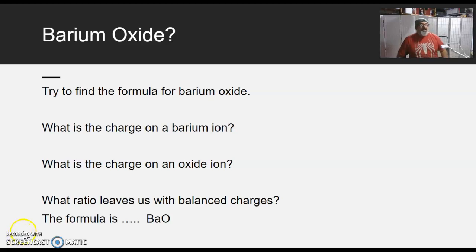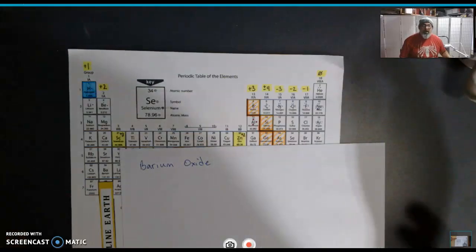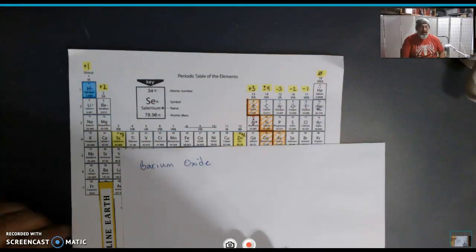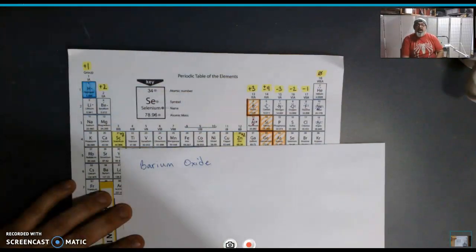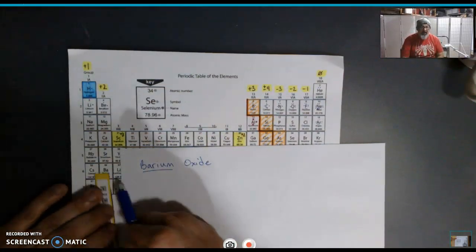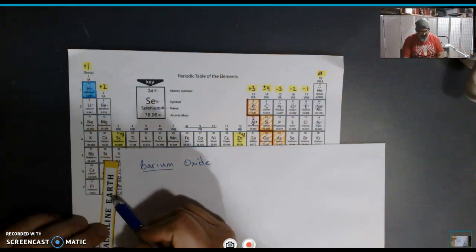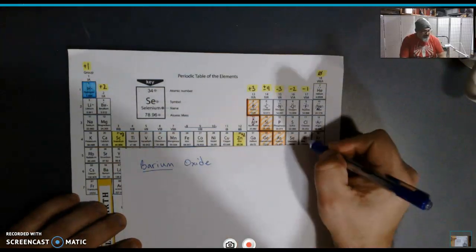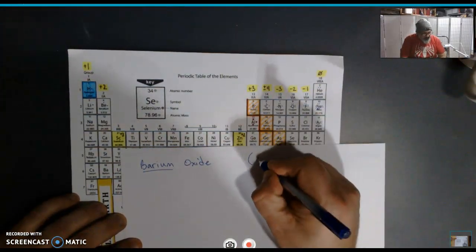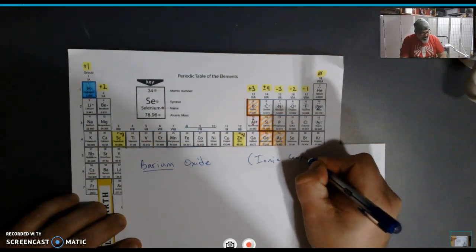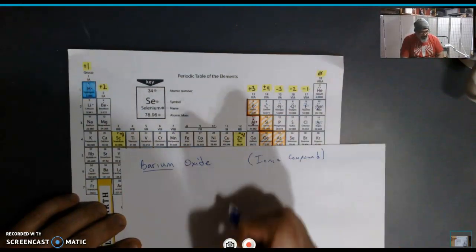Okay, let's do barium oxide. So I'm going to switch over real quick and show you how I can use your periodic table to solve this little problem here. The name of this compound is barium oxide. First of all, we check. There's my metal. It's an alkali earth metal, right? And it's got oxygen in it, and it's the nonmetal. So we know first and foremost, this is a binary ionic compound, okay? Because you have the metal and the nonmetal.